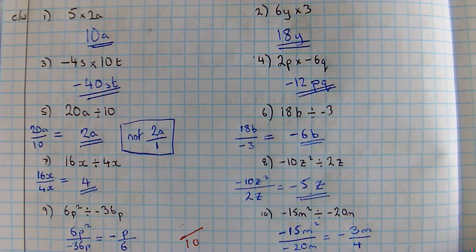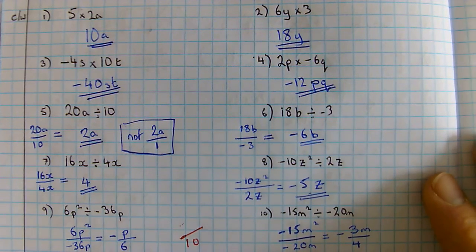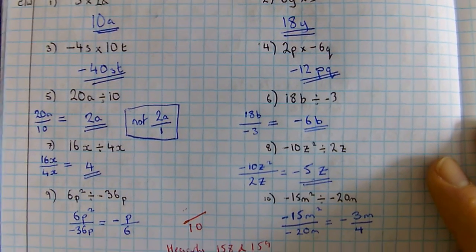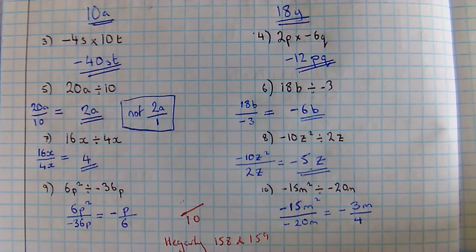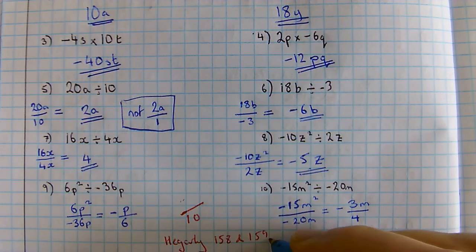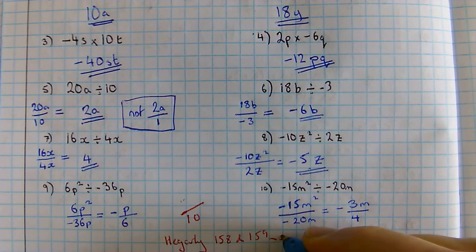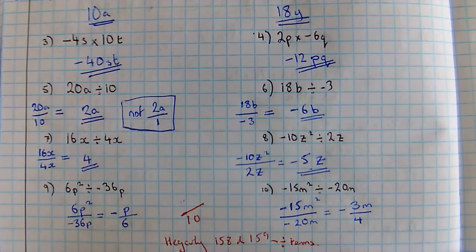Give yourself a mark, please, out of 10. If you're having any difficulty with this, and I think some of you may want to do a little bit more practice on the dividing terms, please go on to Hegarty clips 158 and 159. 159 is the dividing terms one. So if you had no difficulty with multiplication, just go on to 159 to have a look at dividing terms. Well done.